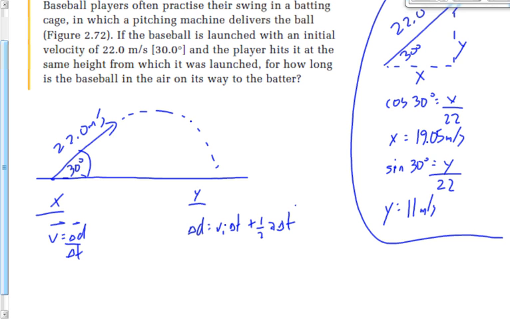By the way, I could have, if I had chosen to, erased this, right? Gotten rid of that, and then just said, look, this is 19.05, and this is 11. That means the horizontal velocity is what? What's your picture? The horizontal velocity is what?